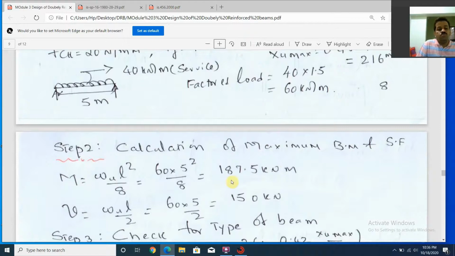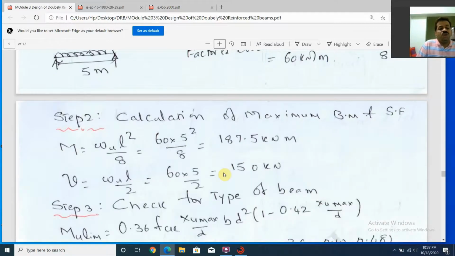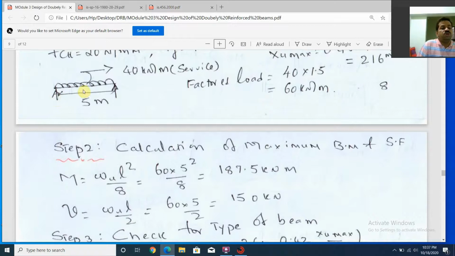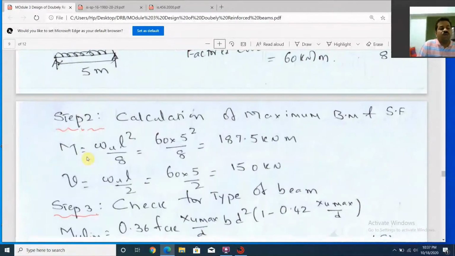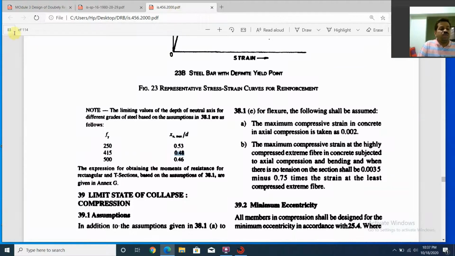As we know, this problem is subjected to a uniformly distributed load, M is equal to WL squared by 8. Similarly, the maximum shear force at the support: the total load is W for a span of L. As you have two supports, this will be WL by 2. So WL by 2 you will get as 150 kilonewton here, and the bending moment you will get 187.5. Based on this, we would check the type of the beam by checking with the Mu limit equation.